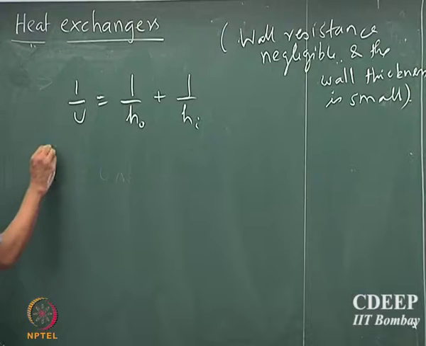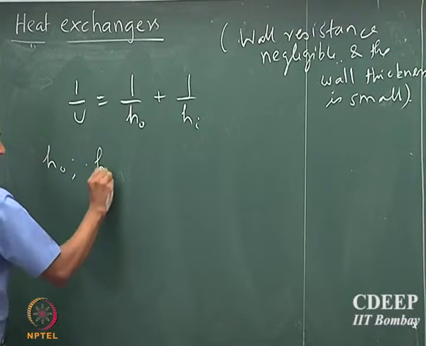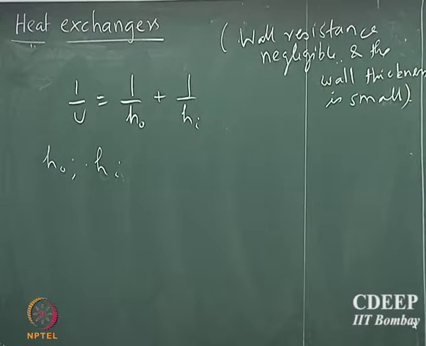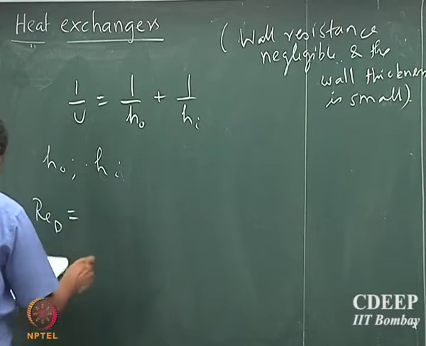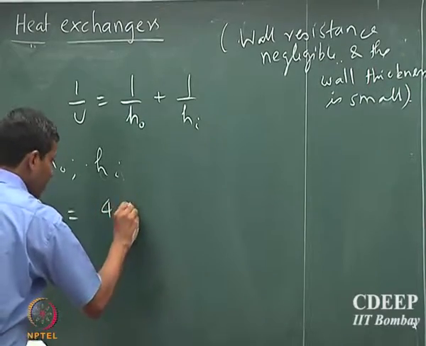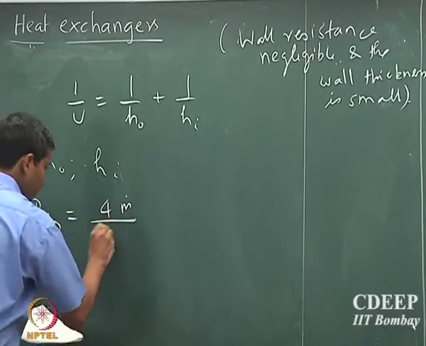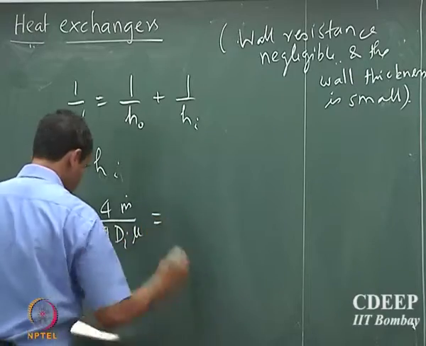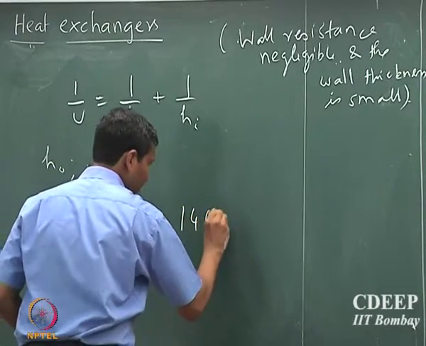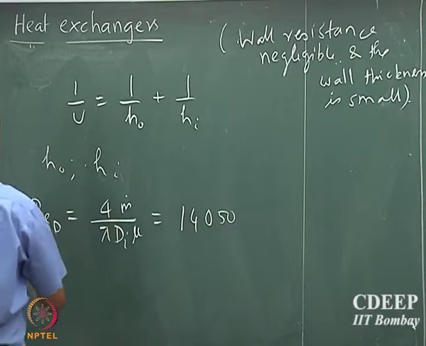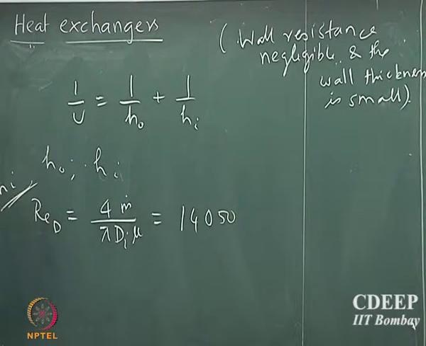So, now we need to know what is Ho, we need to know what is Hi. How do we find them? So, we can get the correlations. The Reynolds number for the inside will be 4 m dot by pi Di into mu. So, that is about 14,050. So, this is for the inside, to calculate Hi. The Reynolds number of the flow through the inside tube is about 14,000.